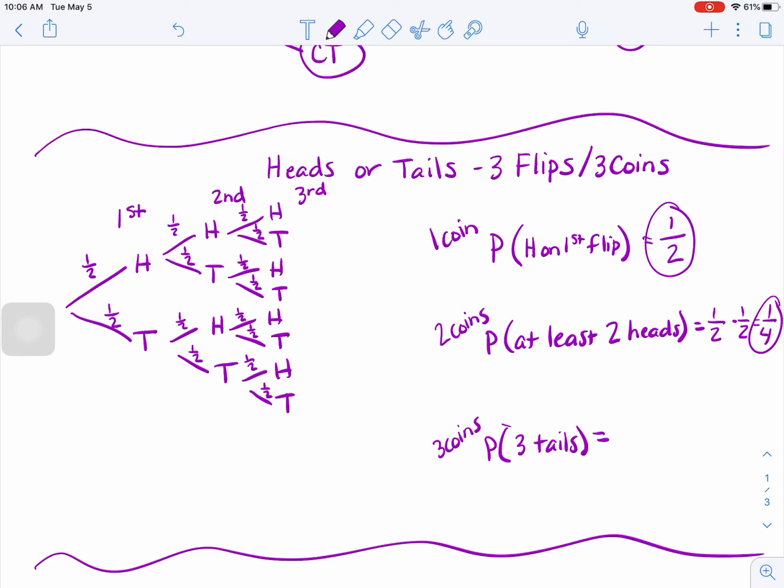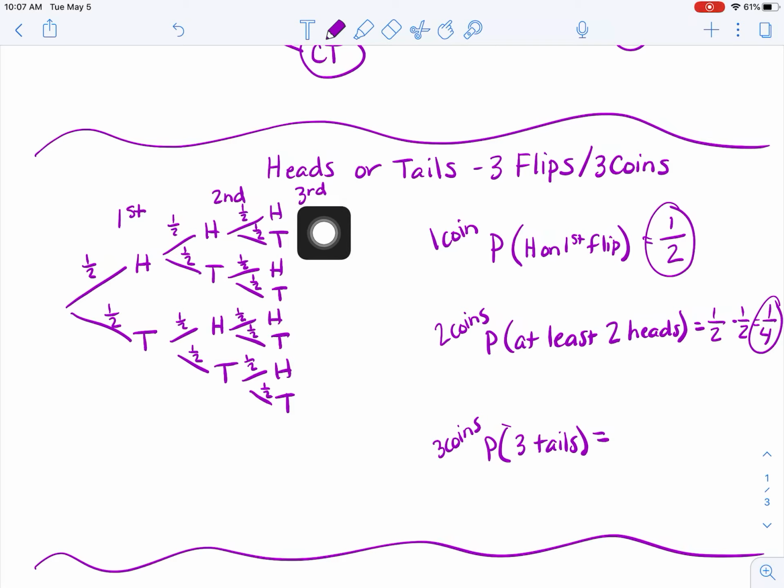So I have a 1 out of 4 chance that I'm going to flip 2 heads in a row, or get a head then a head. You could also follow that by seeing I've got 1, 2, 3, 4 total outcomes and only one of those paths follows H, then the next H. Lastly, 3 coins or 3 flips. I want to know the probability of getting 3 tails in a row.